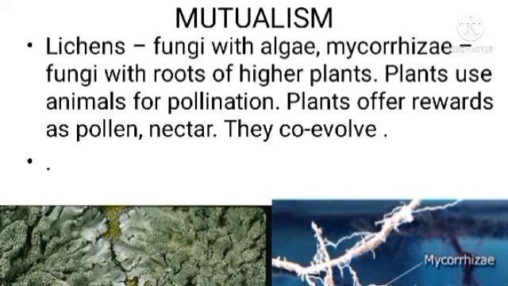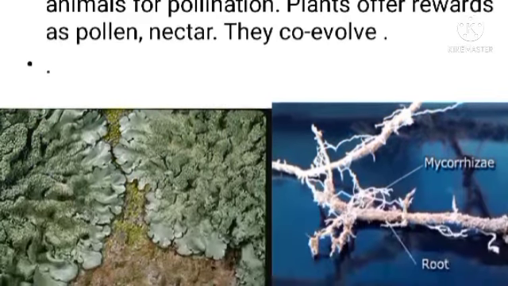Now when we see the examples of mutualism, lichens is one example which you all know. It is a symbiotic association between the fungus and the blue-green algae or the cyanobacteria. The picture you are seeing first is the lichen. So both are mutually benefited. How are both benefited? The cyanobacteria prepare the food and provide it to the fungi. The fungi in turn protect the blue-green algae, and also provide support to the algae and make it attach to any substratum. Thus both are mutually benefited.